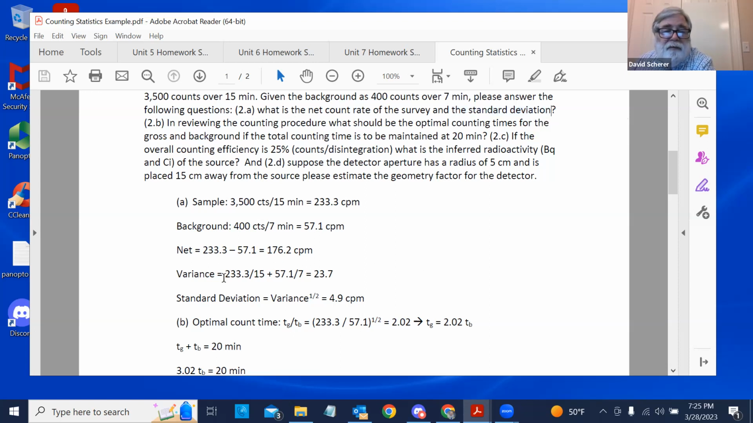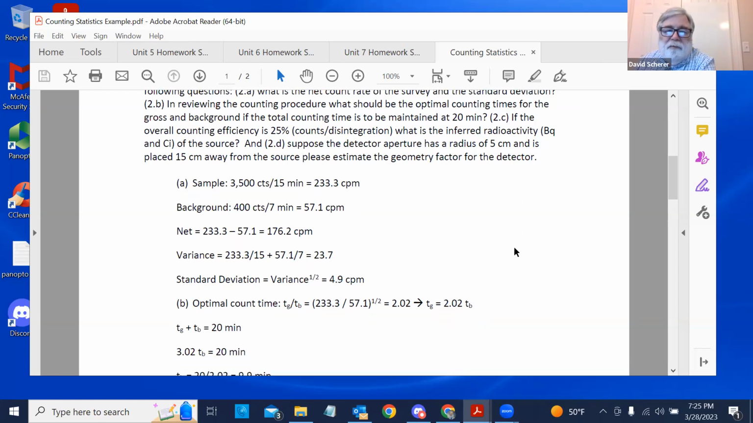So the way we do that is the variance, which is the standard deviation squared, is the count rate divided by the count time. So the count rate was 233 for the sample. The count time was 15 minutes. So it's 233 divided by 15 minutes. The background variance was 57 counts divided by 7 minutes. So it gets 23.7. The standard deviation is the square root of that. So I take the square root of 23.7, I get 5. So I have 233 counts per minute plus or minus 5 counts per minute.